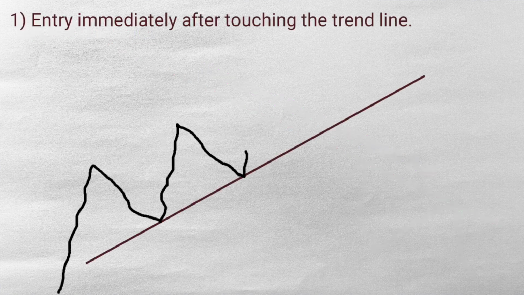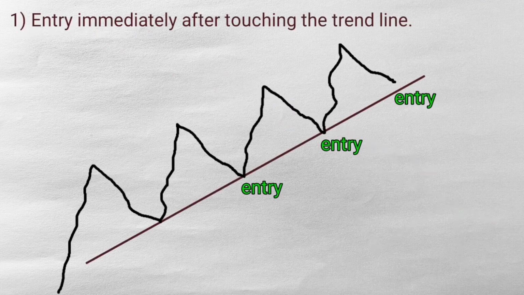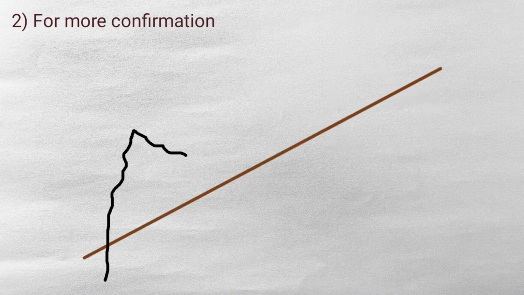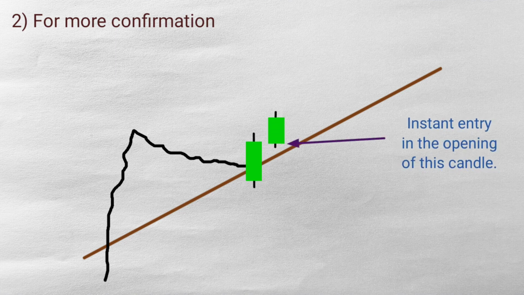So here you can take a trade immediately when the market touches the trend line, or, like I said in the candlestick video, you can do it that way. Whenever the market touches the trend line, a green candle should be formed, and you can take entry immediately at the opening of the candle after the green candle.